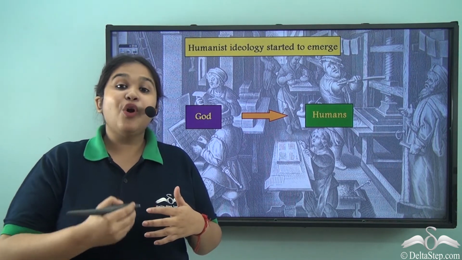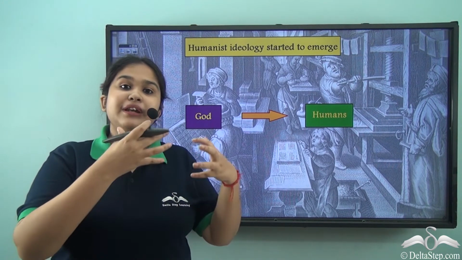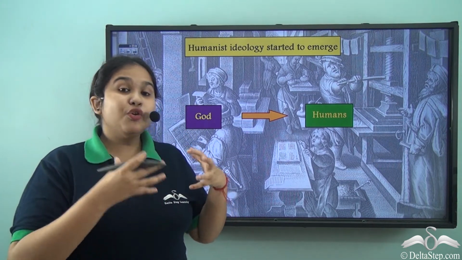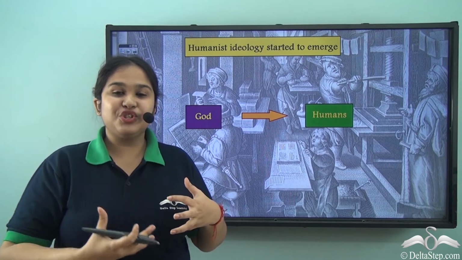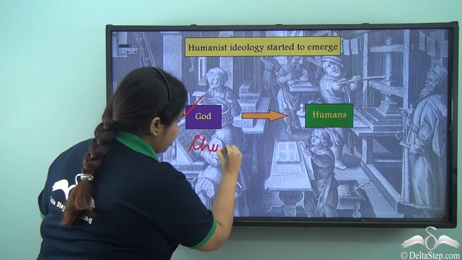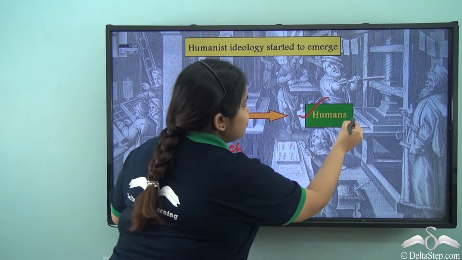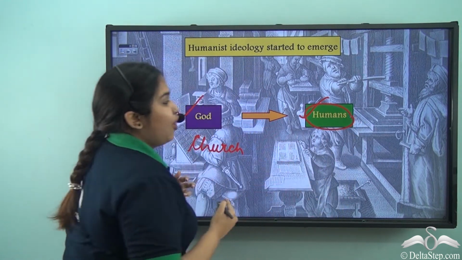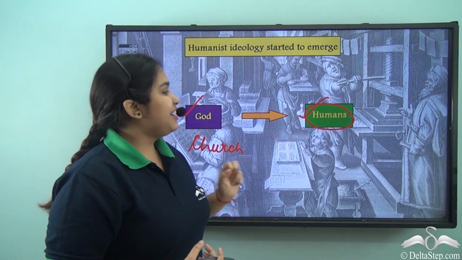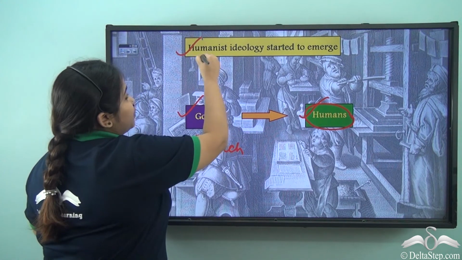And once people got hold of that, they were gaining the knowledge to question this authoritative power that was the church. So now when people started to question, the focus shifted from God, or in fact we can say church, to humans. Now, humans became the center of every discussion. Okay? So, from this very fact, we come upon the idea of the humanist ideology.